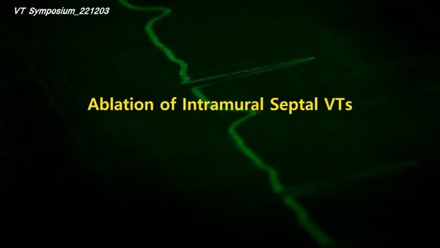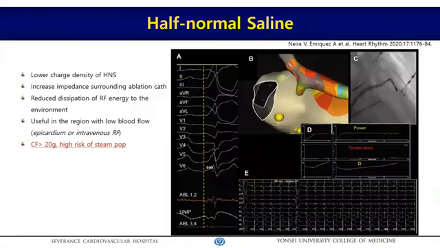Next, let's discuss effective ablation strategies for the intramural septal VT. I'm using half normal saline to ablate VT with significant substrate. Half normal saline has a low charge density, increases the impedance surrounding the ablation catheter, and reduces the RF energy dissipation. It is useful in regions with low blood flow, but you have to be careful of the steam pop at high contact force.